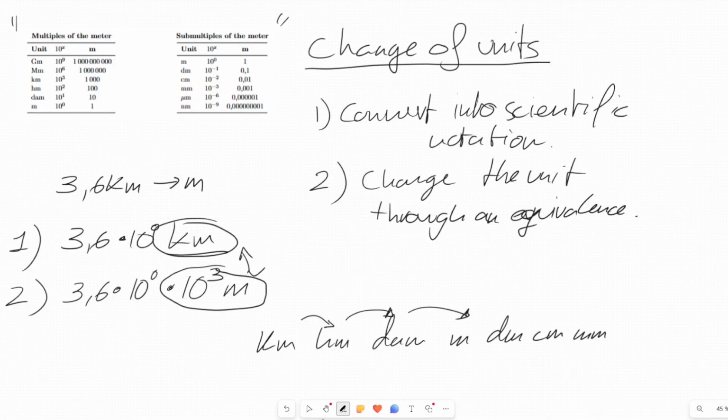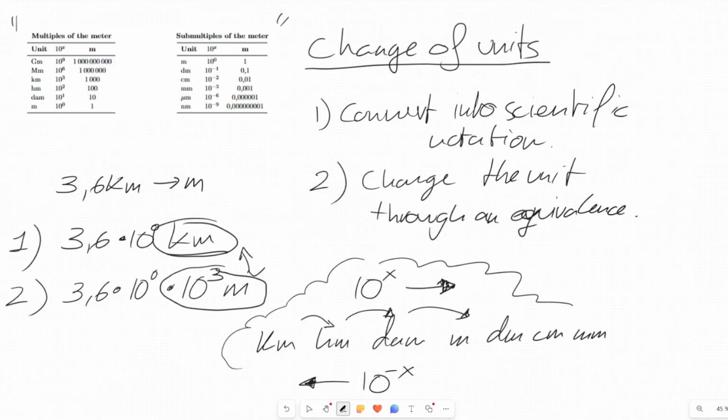Okay, and that is basically how we're going to get the equivalence. The number of steps is going to be the exponent. And if it's to the right, it's going to be a positive exponent. And if it is to the left, then it's going to be a negative exponent. But x, in this case, the exponent of the base 10 power, is always going to be the number of steps I have to make between the one unit and the other unit. So that's basically the idea. Let's keep this in our mind to see a new example.